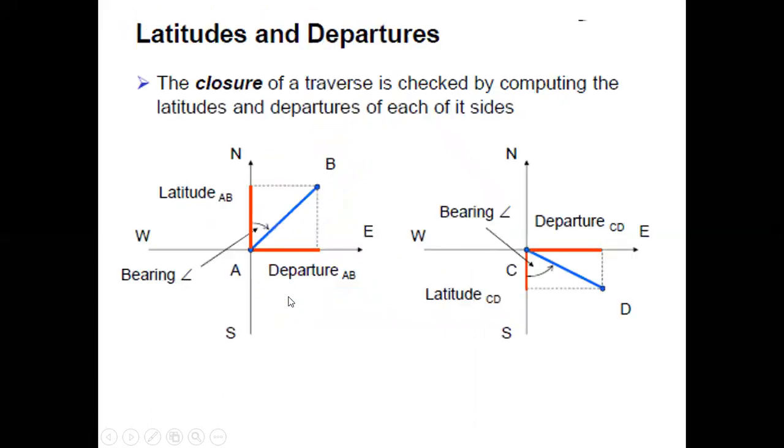The closure of a traverse is checked by computing the latitudes and departures of each of its sides. For this case, we're given here the line segment AB. The departure is along the east-west direction, while the latitude is along the north-south direction. Similarly, if we're given a line segment CD, this component represents the departure, and this line represents the latitude for the line segment CD.